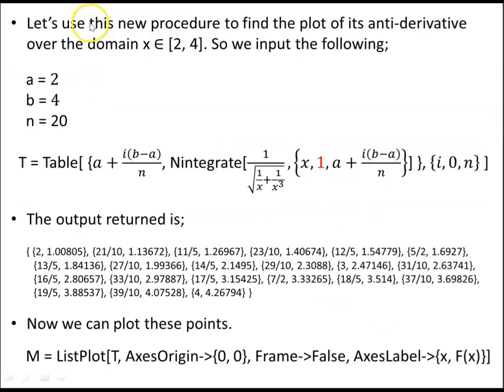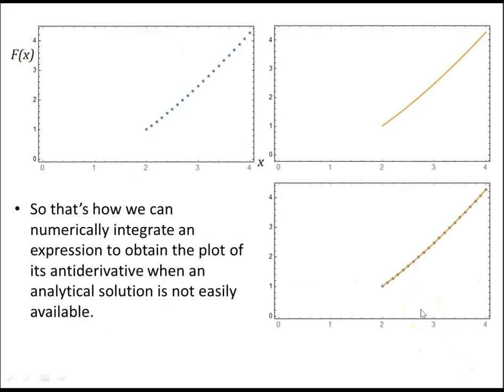So what I did was use this new procedure to find the plot of its antiderivative, because remember 1 over x at x equals 0 is not defined. So we're going to put a 1 in here instead. Lower endpoint 2, upper endpoint 4. We'll choose 20 dots, 20 markers, and generate our table of ordered pairs, 20 ordered pairs generated from here. The output returned is this. We then plot it, using the label f of x as the antiderivative. Now the numerically obtained antiderivative, plotted, is this one.